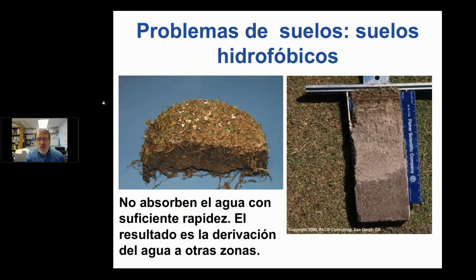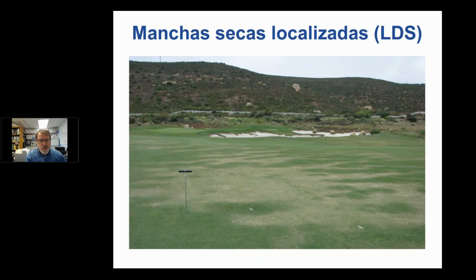Other problems include hydrophobic areas due to fungi and other problems which you will have to address using surfactants to correct. Systems like this, where there are just hydrophobic areas that are just the nature of the sand material or organic matter has made the area hydrophobic.